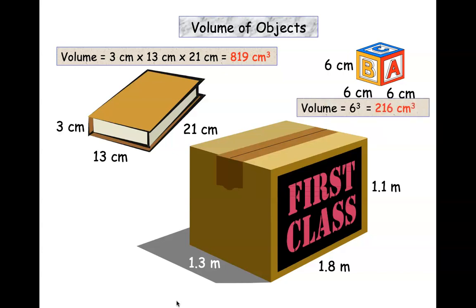For your alphabet block, you're going to go 6 cubed. So 6 times 6 times 6. 6 times 6 is 36, and then 36 times 6 is 216 centimeters cubed.